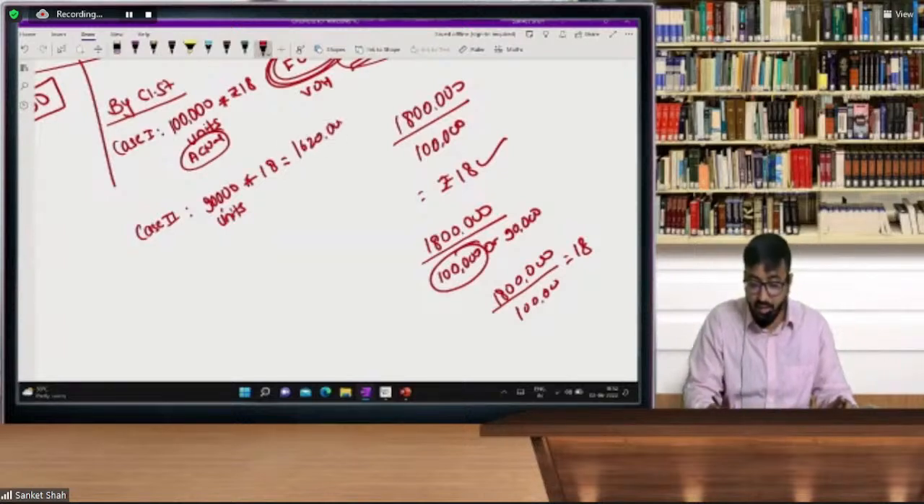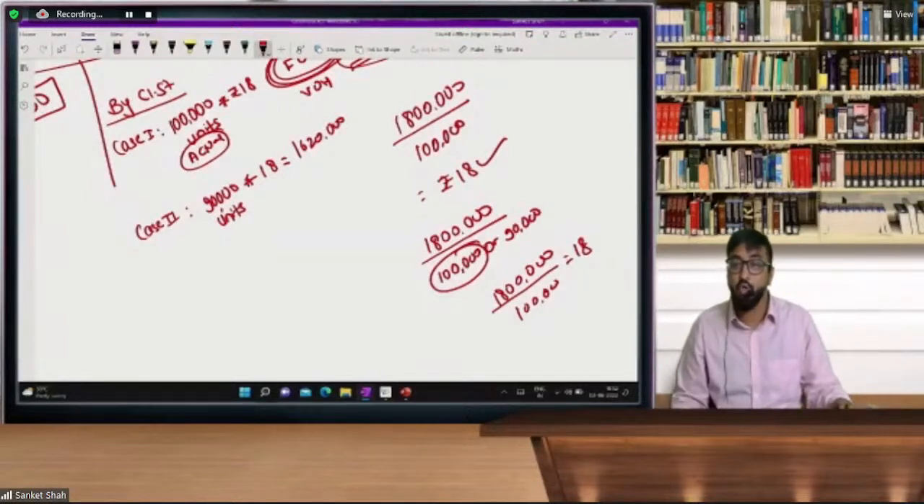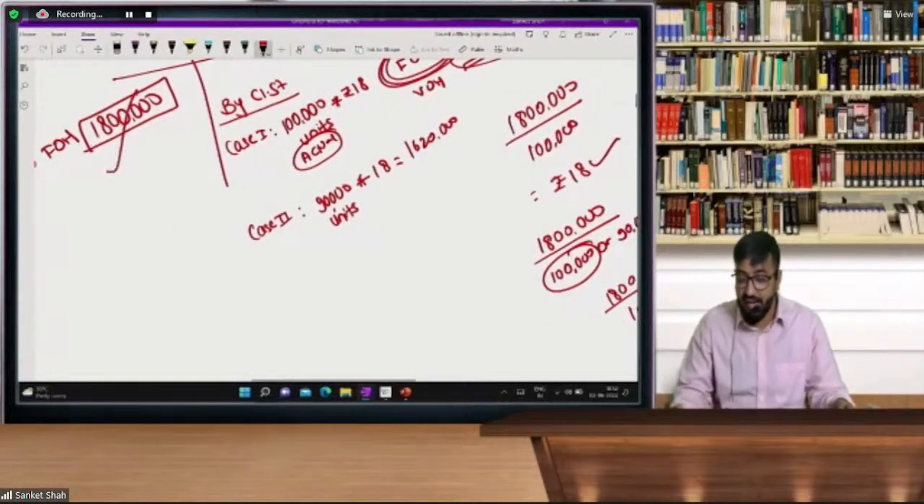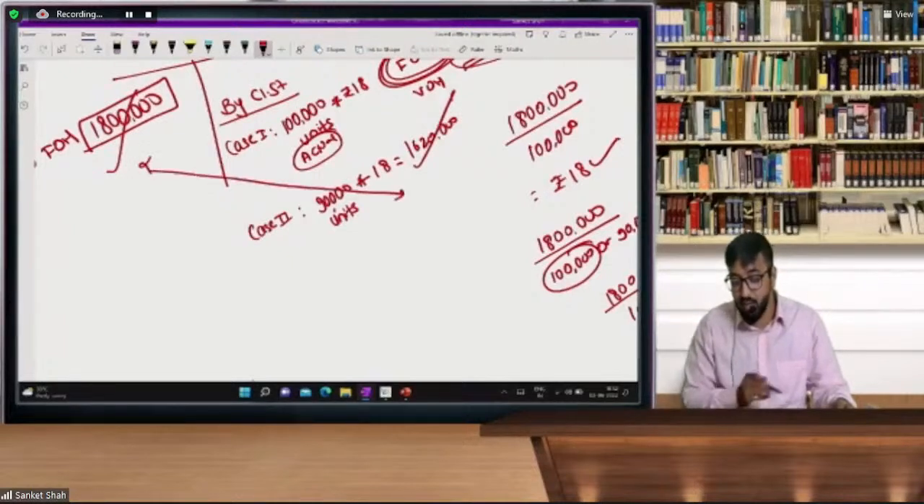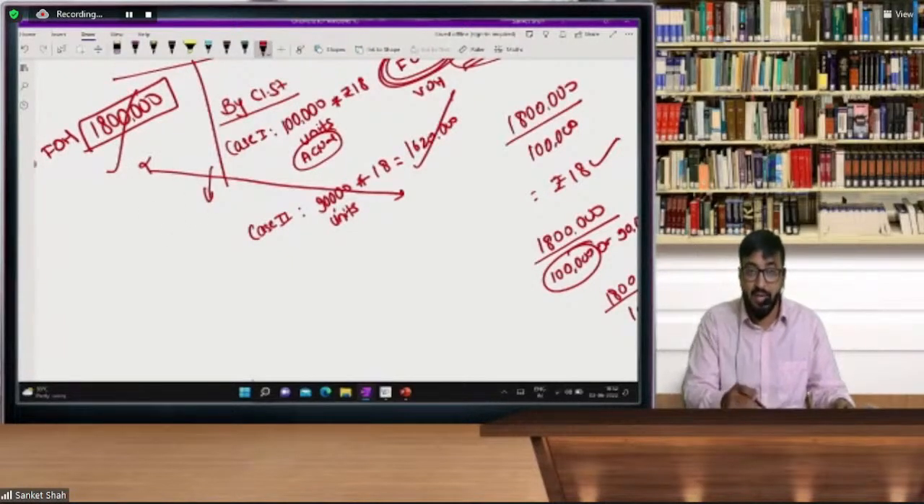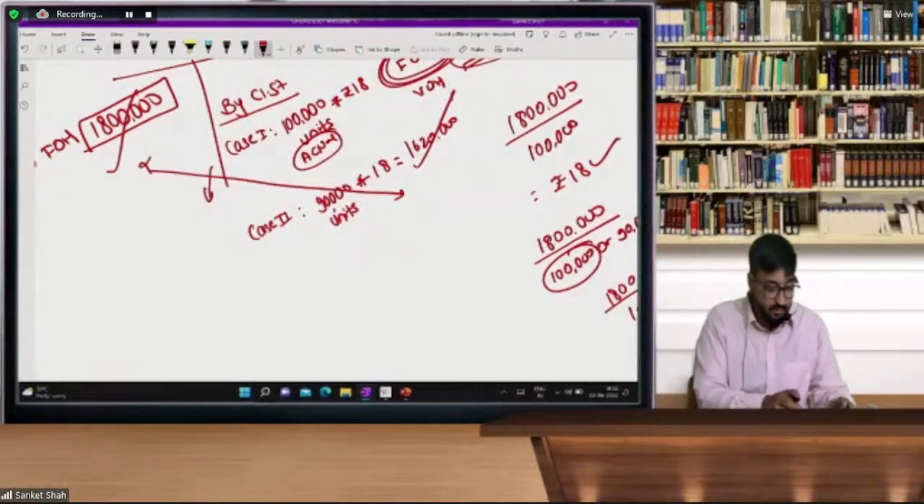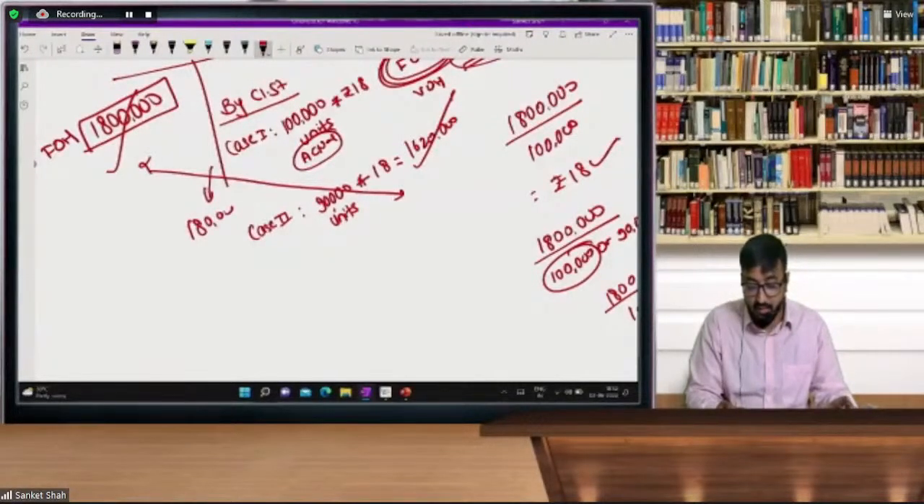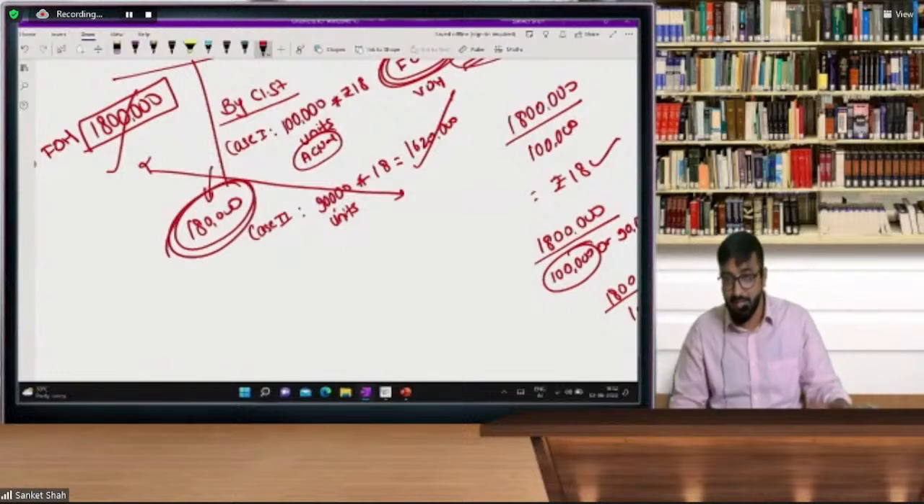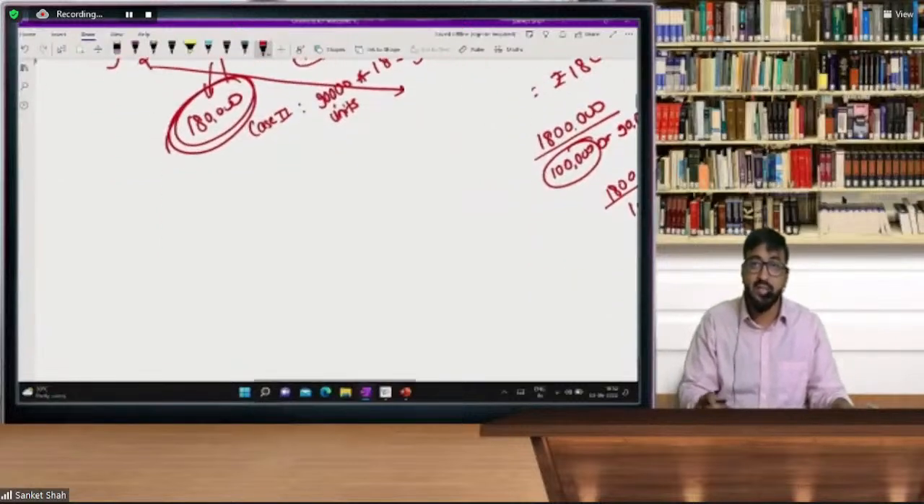16,20,000 will be my closing stock. I have not sold a single unit. So my expenditure is 18 lakhs and my closing stock is 16,20,000. Automatically, the difference of cost, where my debit side is more, is rupees 1,80,000. Automatically, it will get adjusted. That is case number 2. Okay. Case number 3.